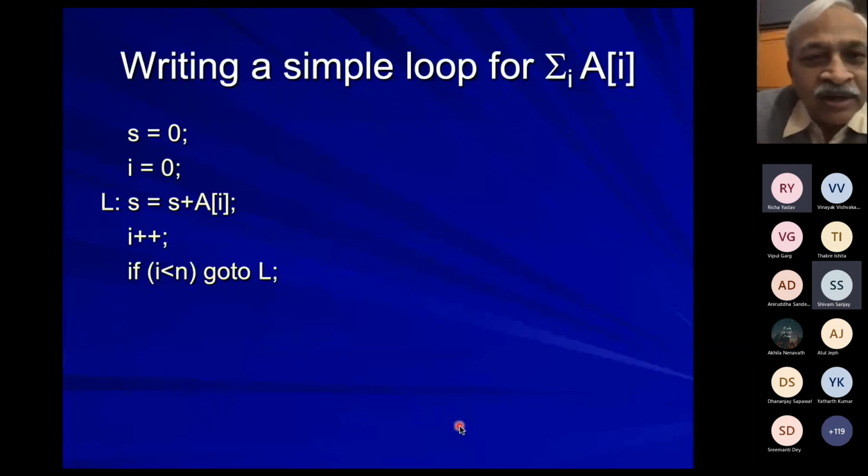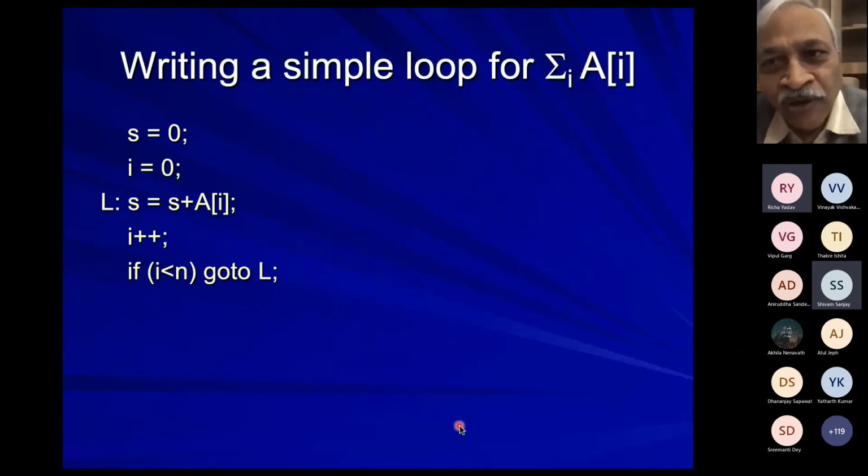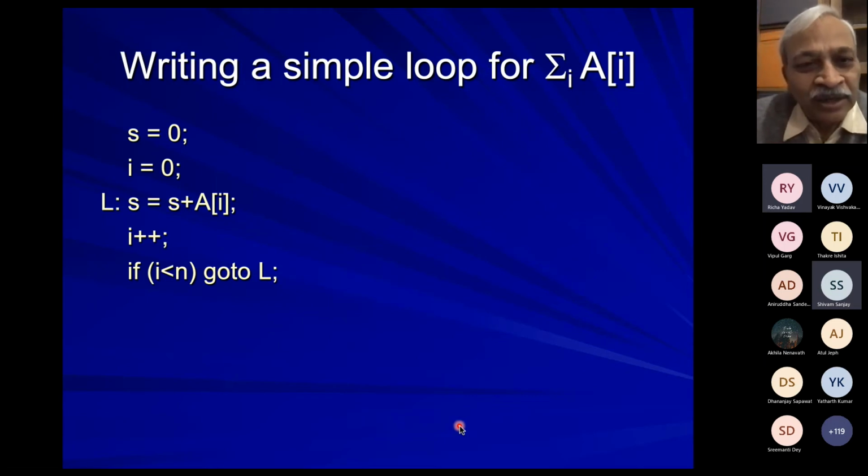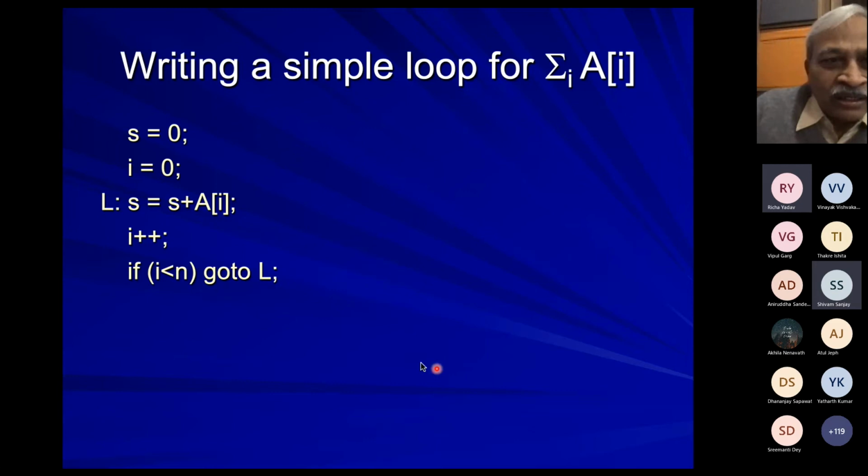Okay. So I've written this loop for summing elements of an array in a somewhat low level form. I've not used a loop as such, but I'm using a branch, a go-to statement. So the index, incrementation, and comparison of the final value are all done explicitly. Initialize s, which will hold the sum, to 0. Index I initialized to 0. Then you do s equal to s plus a[i], increment i, and if i is less than n, go to this L.